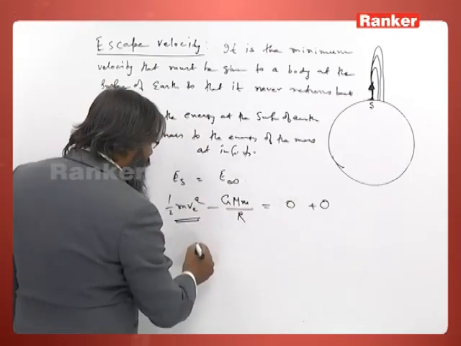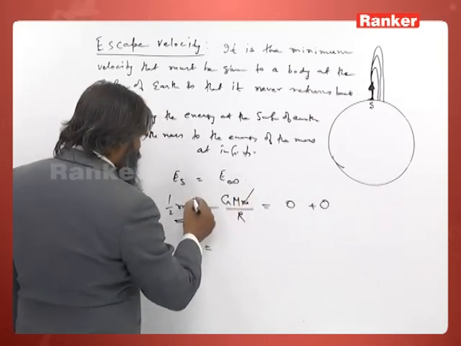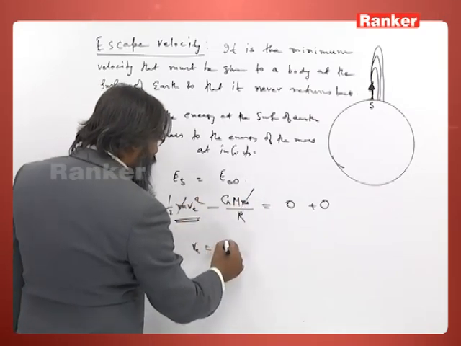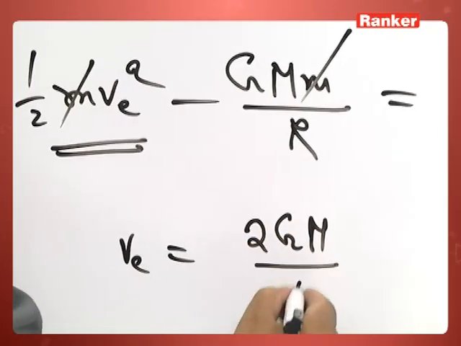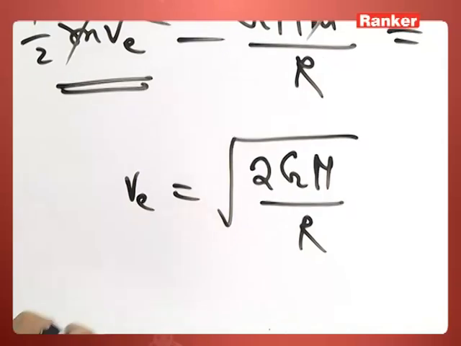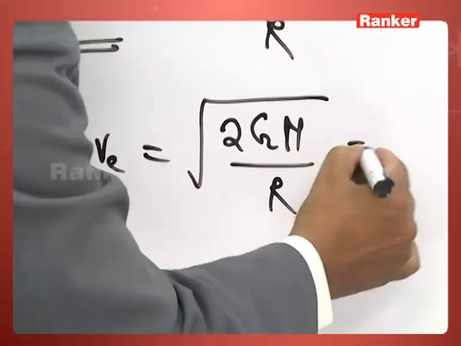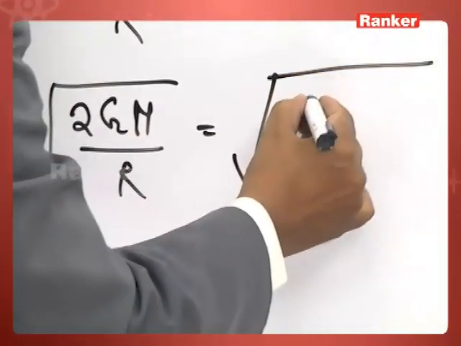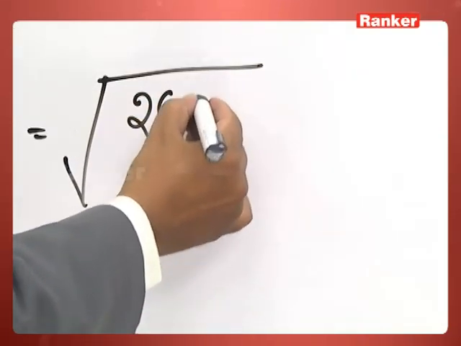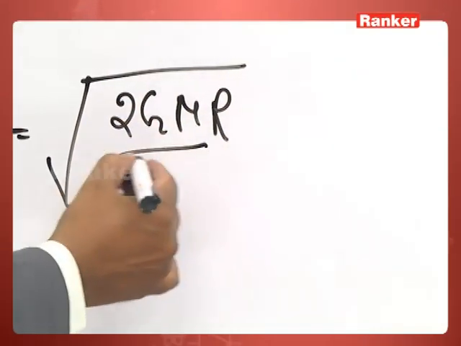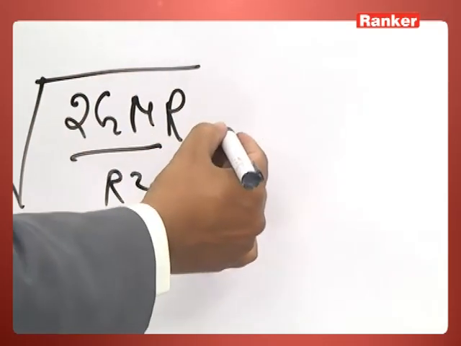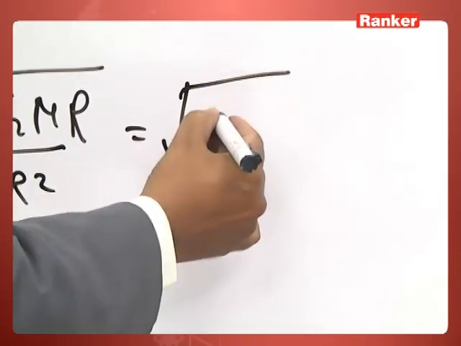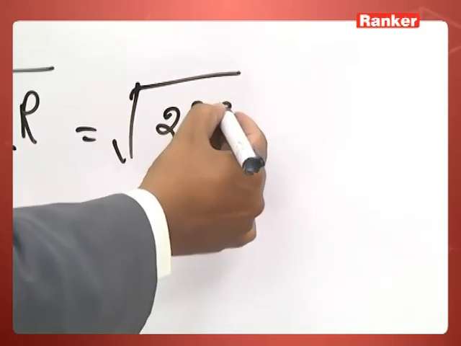That means this gets cancelled. So, V is equal to root of 2GM by r. We can further write it as root of 2GM r by r square. This GM by r square is the acceleration due to gravity on the surface of Earth, so V is root of 2gr.